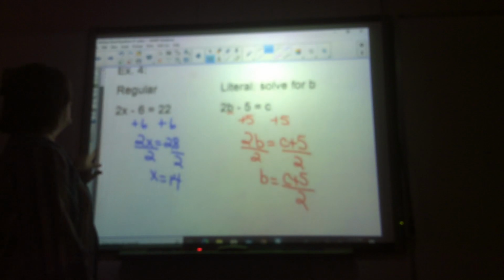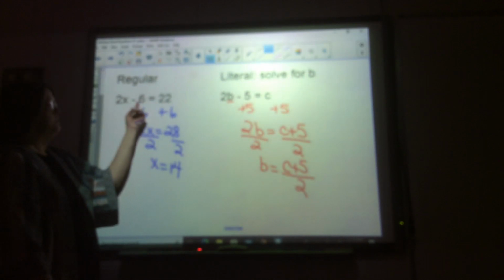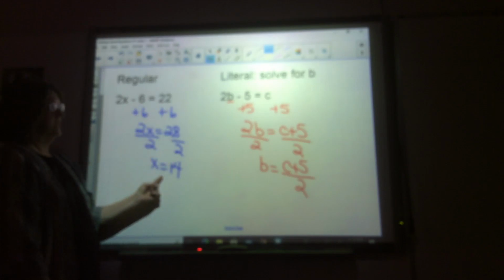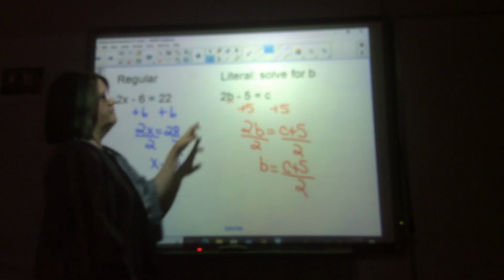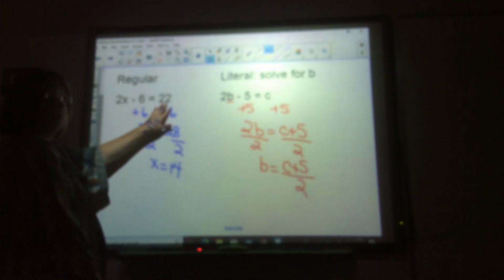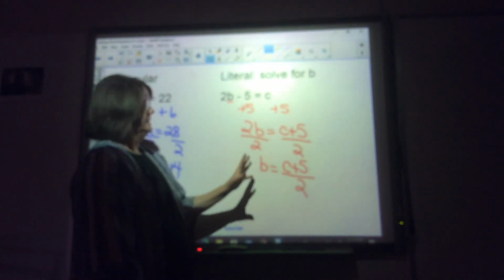Here's a regular equation. Once again, 2x minus 6 equals 22. I would add 6, then I would divide by 2 and get my answer. Same thing, I'm solving for b this time. The difference is I had 22 on the right side. Now I've got a variable. It's done the same process.